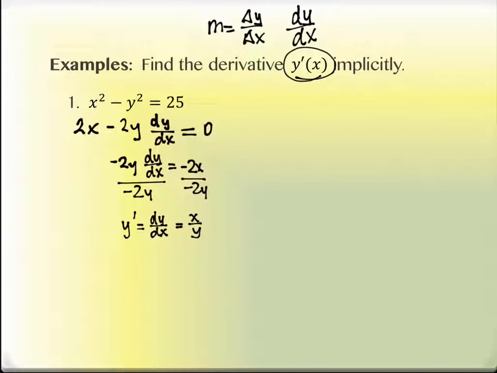Now, let me just show you real quick what would happen if we tried to actually do this with explicit differentiation. First of all, the answer would look different at the end, but the first thing I'd have to do is solve for y. So I'd start out getting here that y equals plus or minus the square root of x squared minus 25. And the derivative would involve the chain rule, right?